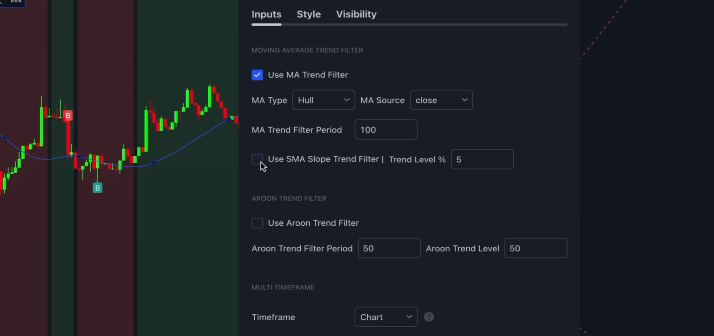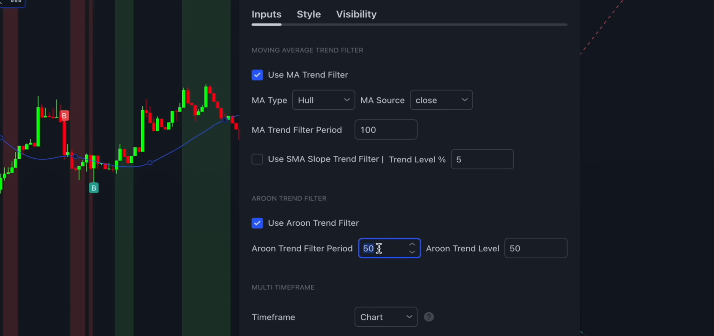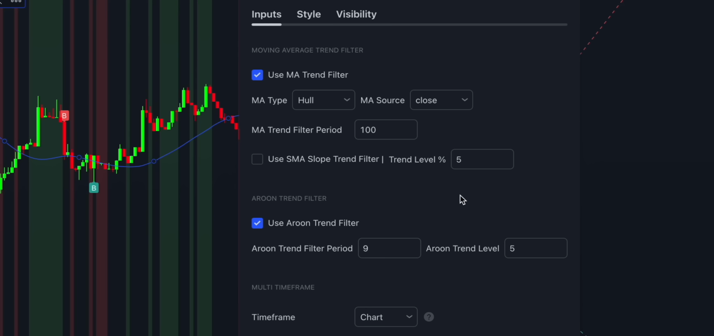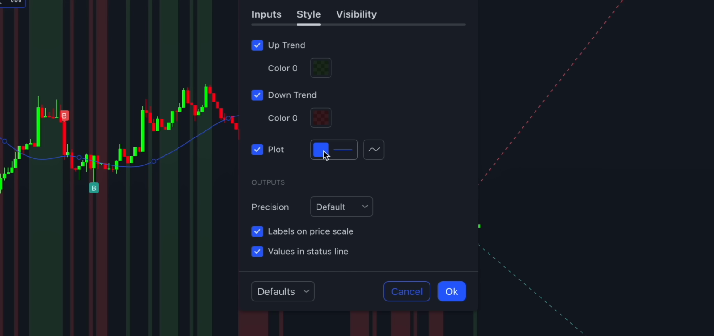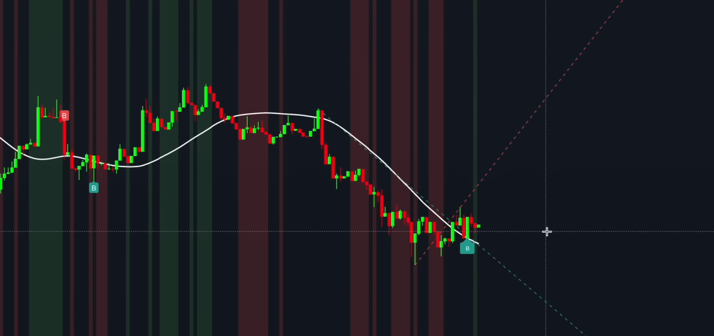The next step is to disable the SMA slope filter and enable the Aroon trend filter. Change the periods to 9 and 5. Then go to Style and change the moving average color to white. The trend background indicator will be used to double confirm the breakouts spotted by the Trend Lines with Breaks indicator.